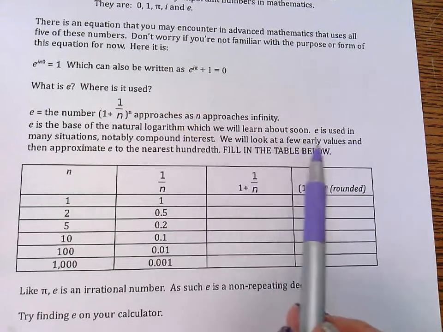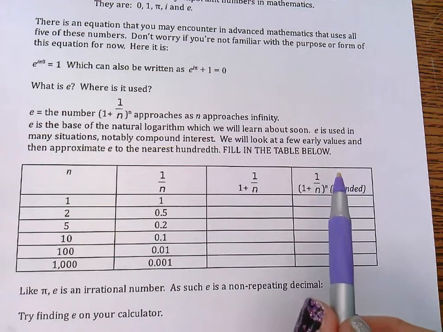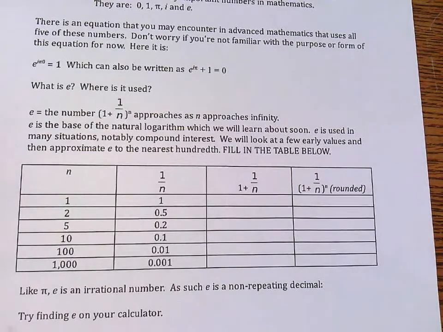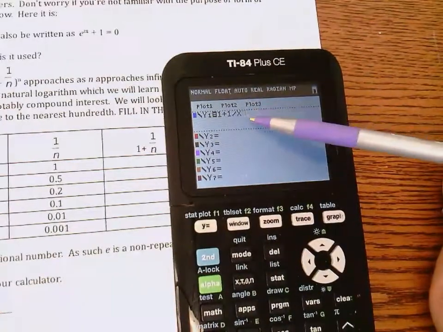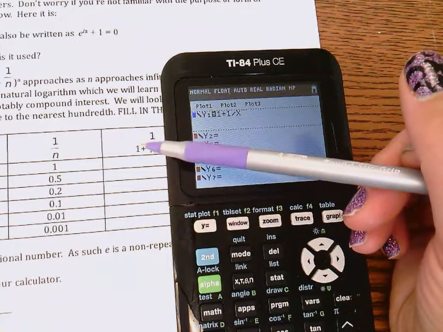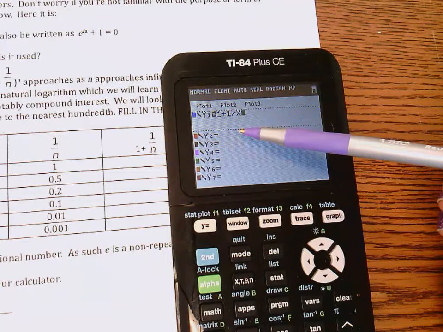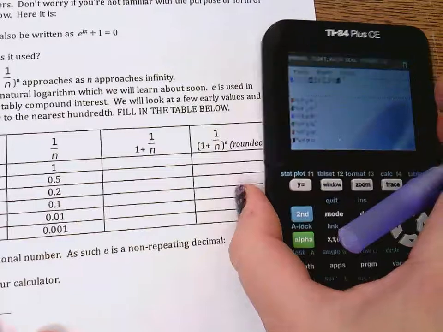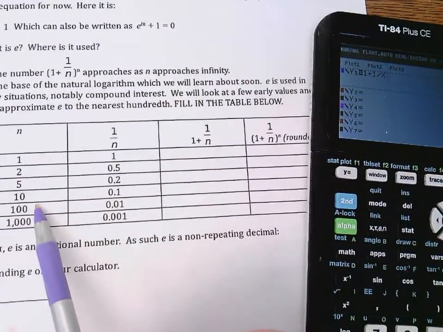So we're going to look at a few early values. When n is a smaller number, we're going to approximate e to the nearest hundredth. And Numberphile already did this kind of example for you. So what I'm going to do is actually generate this table on my graphing calculator. I'm putting 1 plus 1 over x in my y equals menu, and I'm going to figure it out for all these different values of n over here: 1, 2, 5, 10, 100, and 1,000.